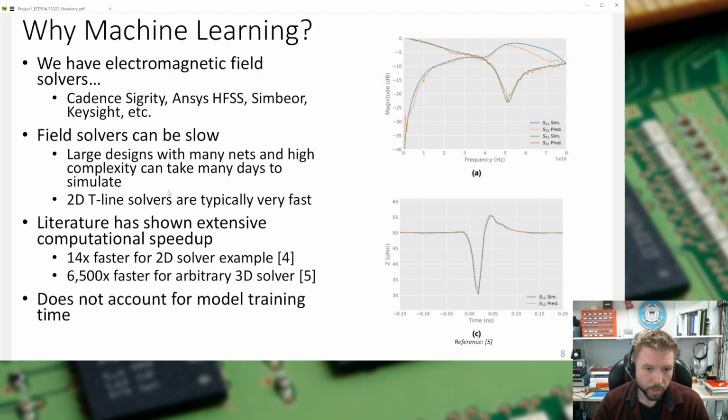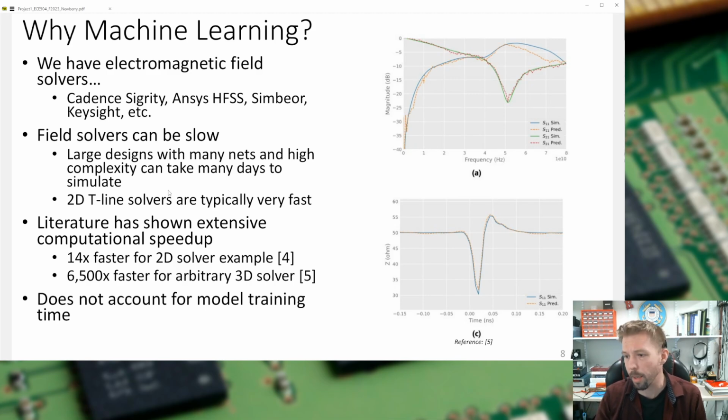Now, those speed up numbers don't account for the model training time, and these works were by no means refined. There's a lot of work to be done, but you can see in the plots at the right, I have an insertion loss and return loss plot on the top, and then a TDR plot on the bottom. This is from reference 5 there, the 3D solver. I was shocked that we can take a neural net and generate S parameters and look at results that are extremely similar to what you would get out of a traditional Maxwell's equation-based field solver.